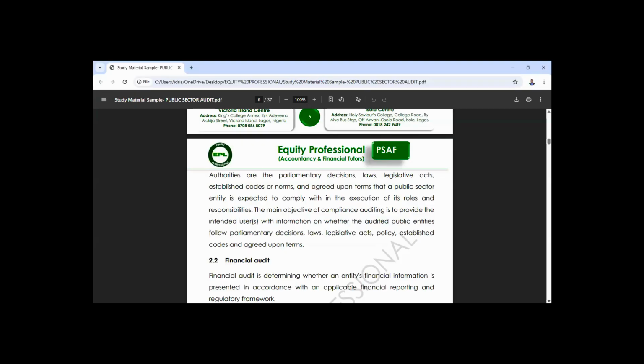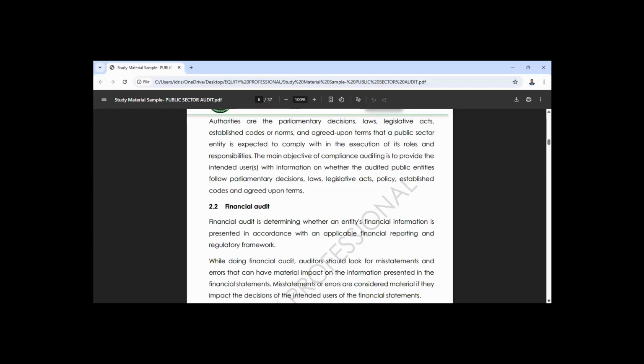We have another one called financial audit. What is financial audit? Financial audit is an audit used to determine whether the entity's financial information is presented in accordance with the applicable financial reporting and regulatory framework. This financial audit is carried out to determine whether the public sector organization complies with the standard. What are the standards that govern public sector audit and public sector accounting? IPSAS.